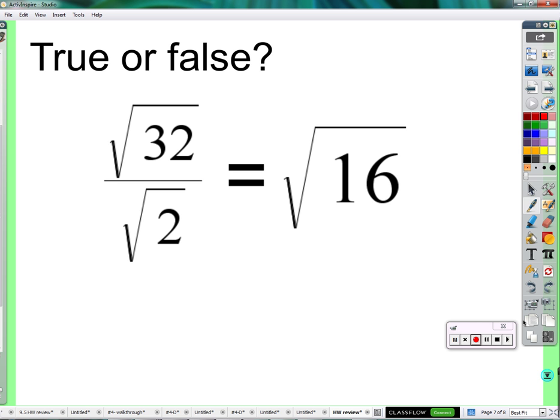So you take the square root of 32 in the calculator, divide it by the square root of 2 in the calculator, and what should that come out to be? 16. Square root of 16. Which is? 4. So if we did this in the calculator, it should come out to be 4. So we can try that, right?